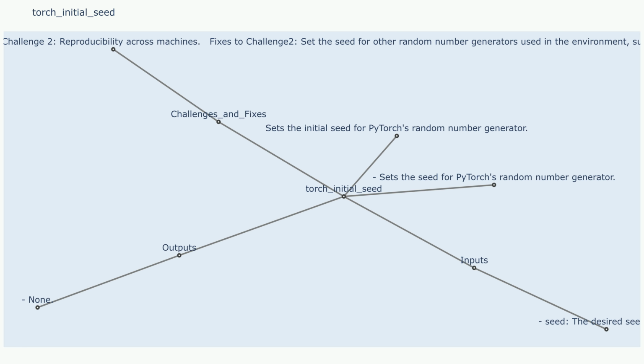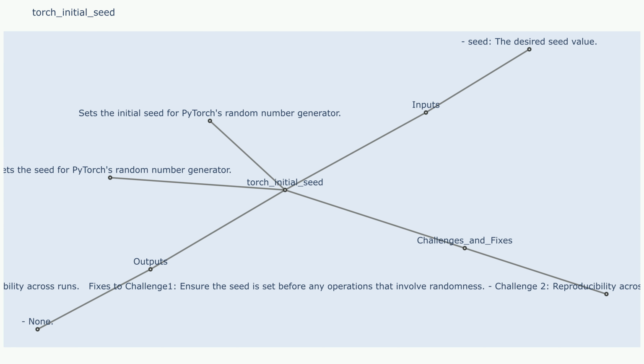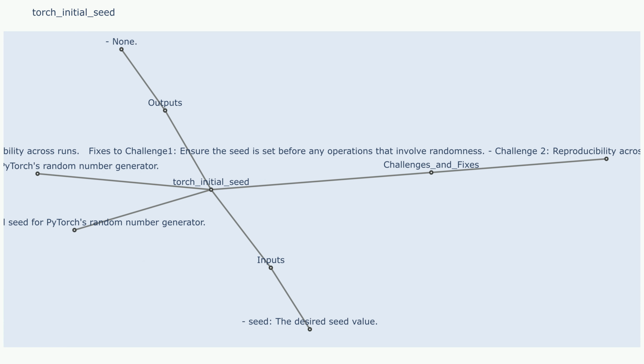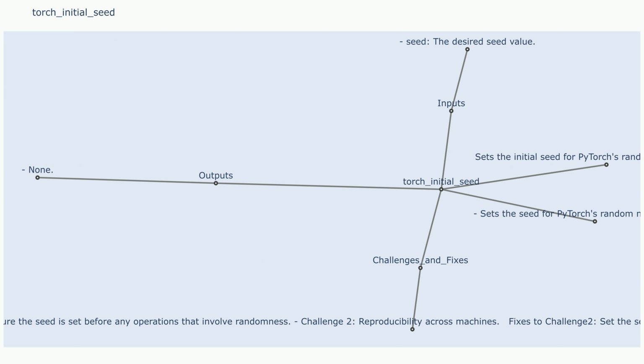YAML. torch.initial_seed. Description. The torch.initial_seed function in PyTorch sets the initial seed for the random number generator, RNG. This allows you to control the starting point of the RNG, which in turn influences the sequence of random numbers generated in subsequent operations. This can be crucial for reproducibility, especially when training machine learning models.